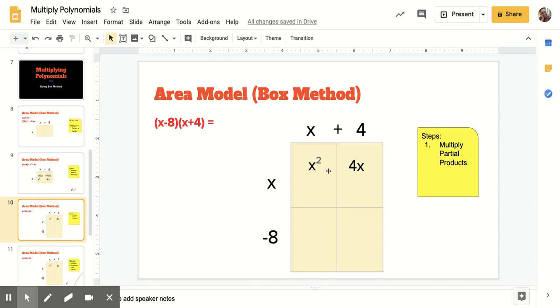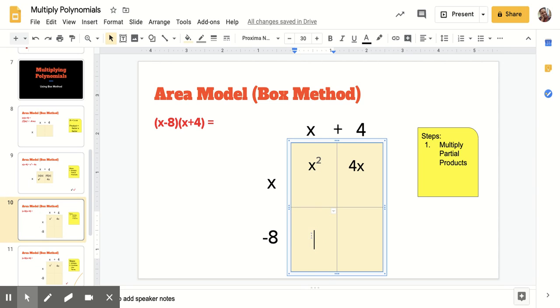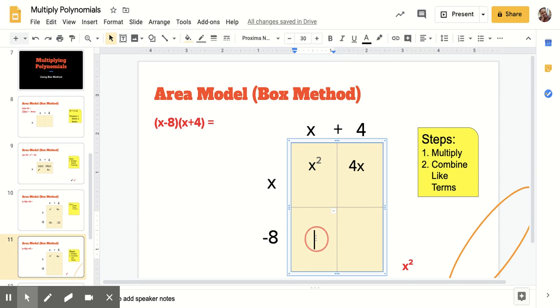We just did that. Now we're going to multiply negative 8 times x, and we get negative 8x. And then we're going to multiply negative 8 times 4, and we get negative 32. All right, negative 8x and negative 32. So when we multiply these, we have 4 terms.